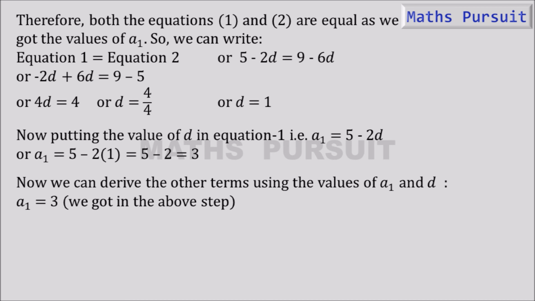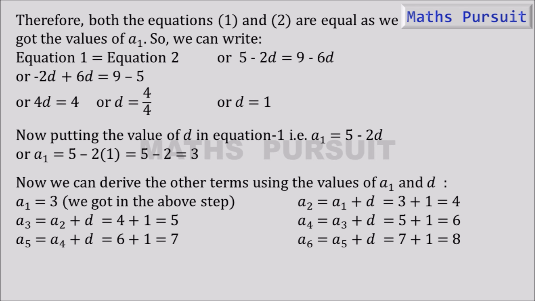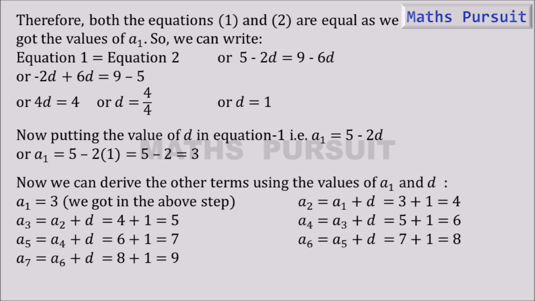A1 is equal to 3, we got in the above step. A2 is equal to A1 plus D. That means if we add the value of D to the current term A1, we'll get A2. So that is equal to 3 plus 1, that is equal to 4. Similarly, A3 is equal to A2 plus D, that is equal to 4 plus 1, that is equal to 5. A4 is equal to A3 plus D, that is equal to 5 plus 1, that is equal to 6. A5 is equal to A4 plus D, that is equal to 6 plus 1, that is equal to 7. A6 is equal to A5 plus D, that is equal to 7 plus 1, that is equal to 8. A7 is equal to A6 plus D, that is equal to 8 plus 1 is equal to 9.